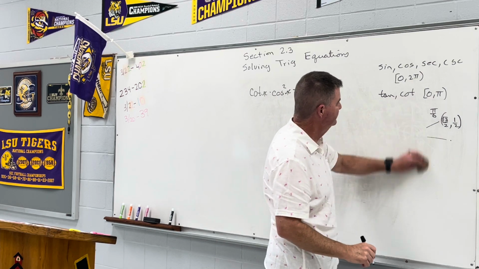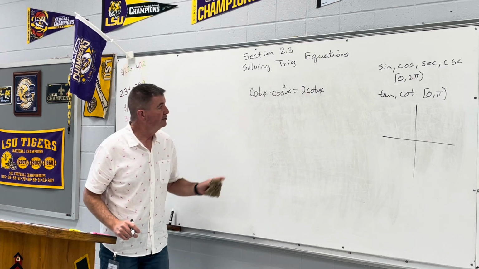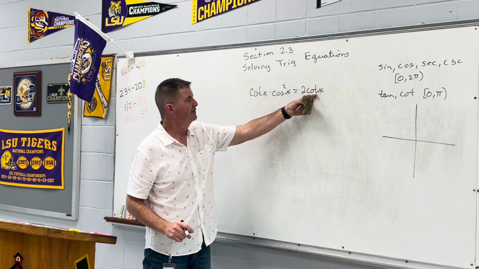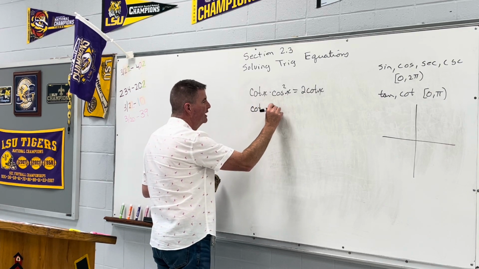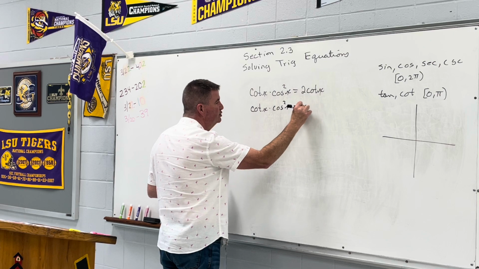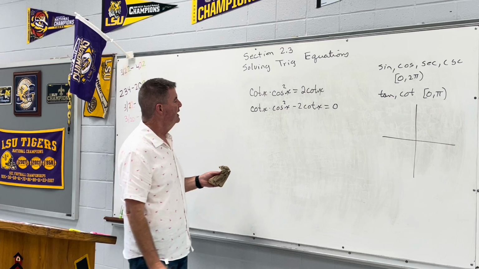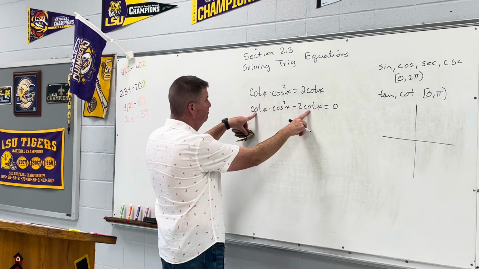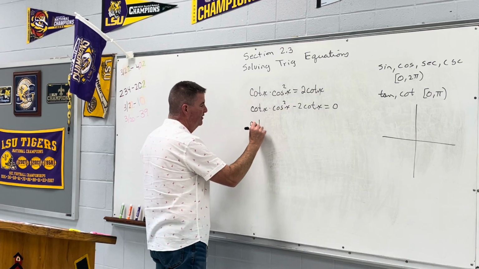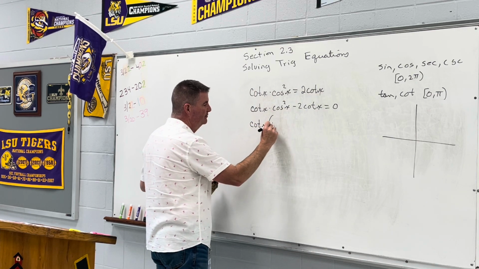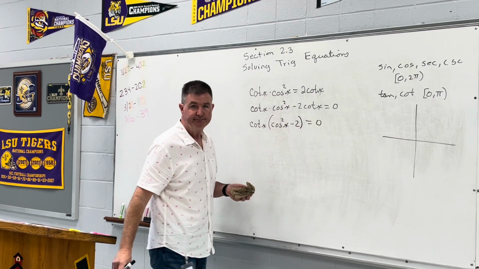All right, I'm going to erase this again because we're going to use another one. Okay, and what are we going to do? Well, we're going to bring this over and zero rule it. So I've got cotangent of x times cosine squared of x minus 2 cotangent of x equals 0. Now I'm looking at it as two terms, both of them having a cotangent in it, so I'm going to factor out cotangent of x, and I'm left with cosine squared of x minus 2 equals 0.